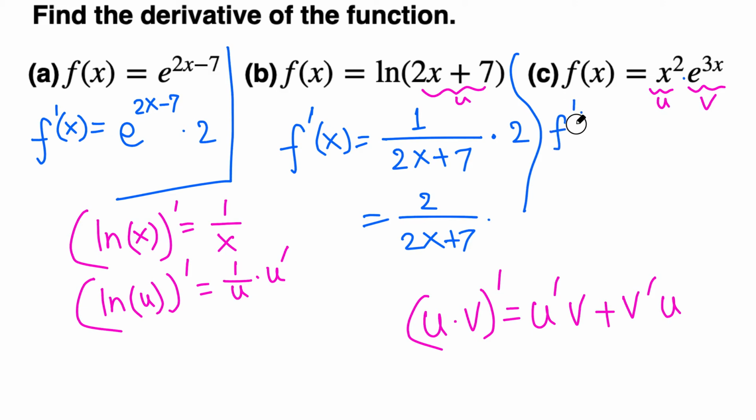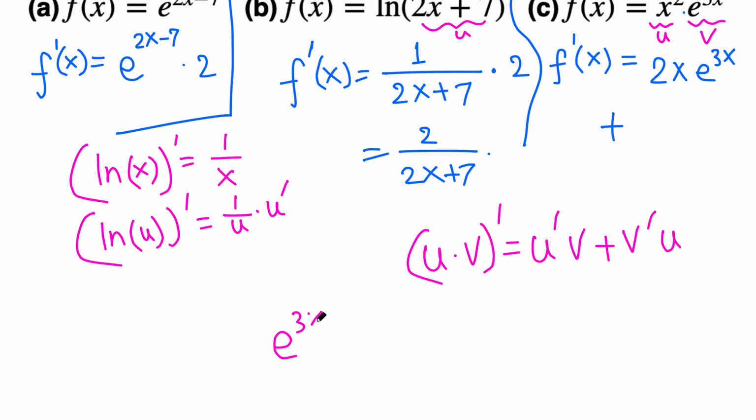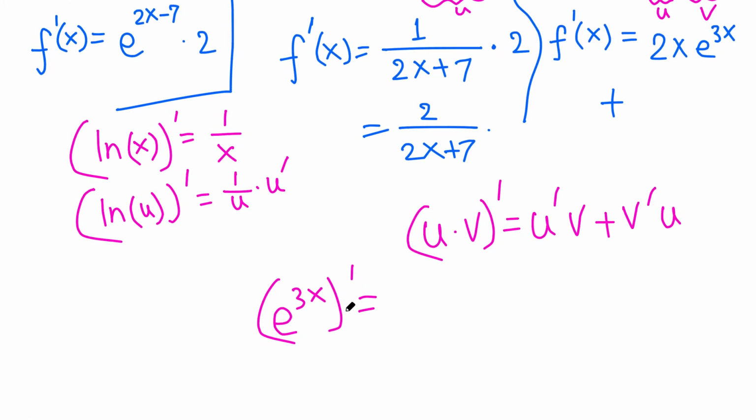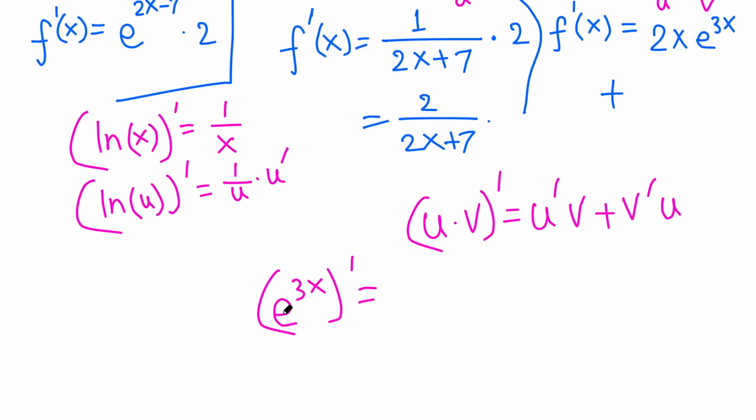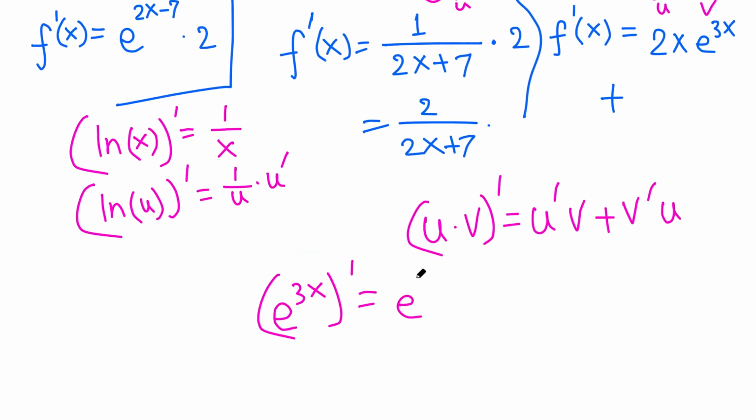So its derivative is then the derivative of the first factor, the derivative of x squared, that's 2x, times leave the second alone, plus the derivative of the second factor. Okay, the derivative of the second factor means e raised to 3x. It's like part A. So e raised to 3x, when we want to find its derivative, here is another chain rule. It's like e raised to u, part A, itself times the derivative of the top.